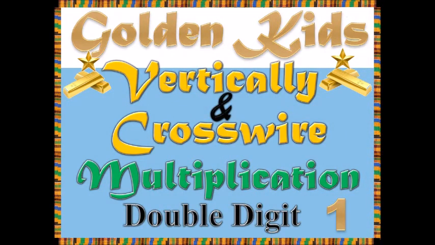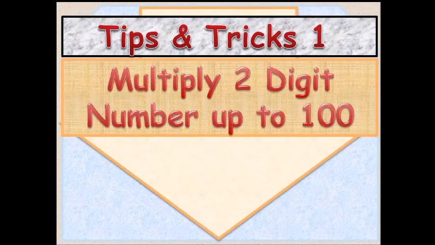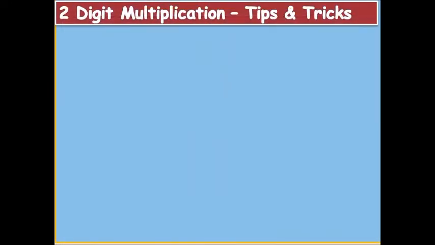We have vertically and crosswise multiplication, 2 digits. So let's watch out.